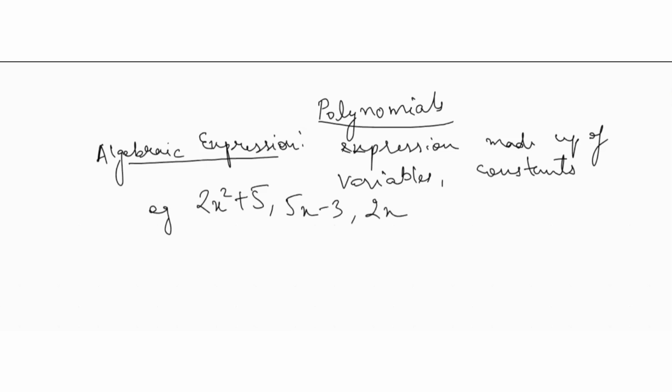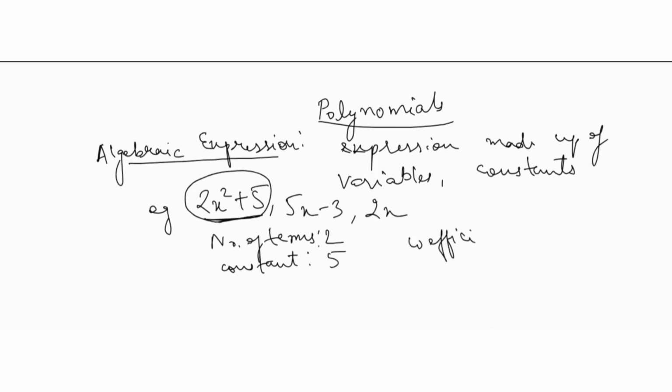Can you tell me in this expression how many terms are there in this example? Number of terms is 2. Okay. So what is the constant here? The constant is 5. Correct. Very nice. And if I talk about the coefficient, what is the coefficient here? The coefficient is 2. Very nice.